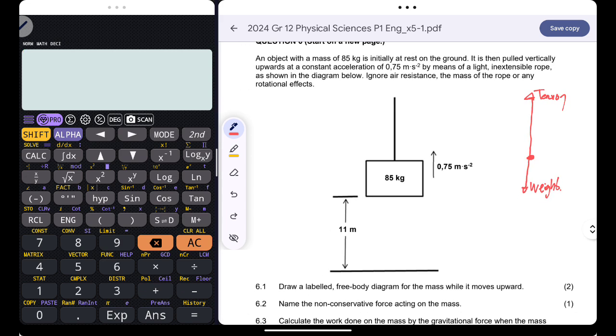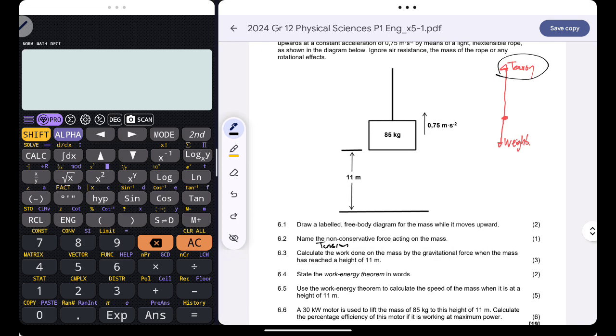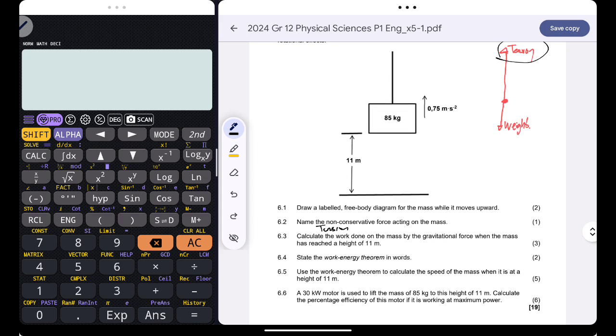Secondly, they want us to name the non-conservative force acting on the mass. There's only one non-conservative force over here, guys, and that non-conservative force is our tension. The tension is our non-conservative force. Since we have a non-conservative force, it simply means that mechanical energy is not conserved. Please do not apply the conservation of mechanical energy in this question. Are you together? Mechanical energy will never be conserved in the presence of a non-conservative force.